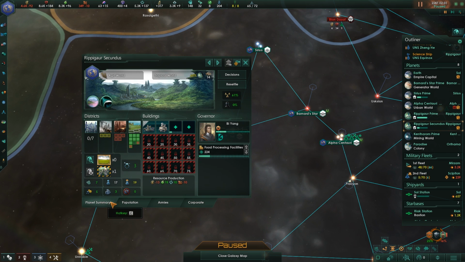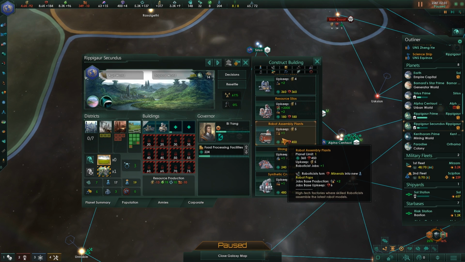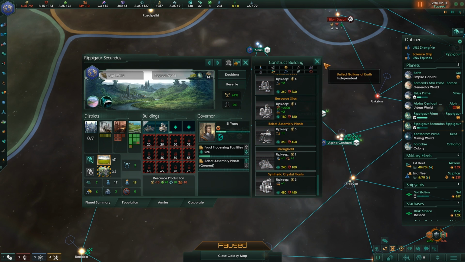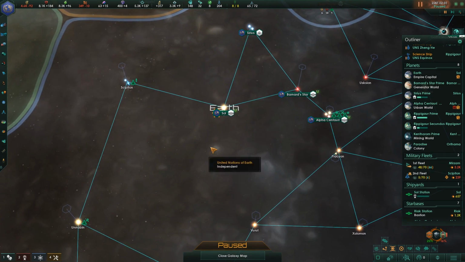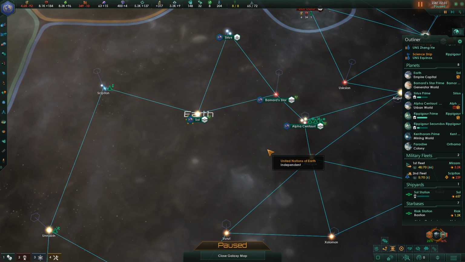On top of that, I believe we don't have a robot facility here, so we should probably build one at some point. We have enough food so we can easily support that, and then some of those workers will turn into specialists and into robots, and then those robots will start working in the fields.